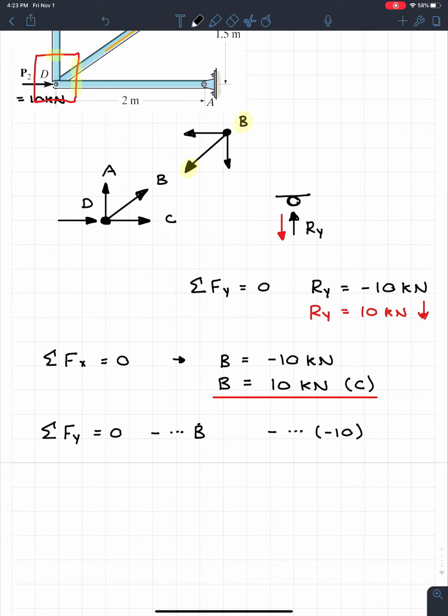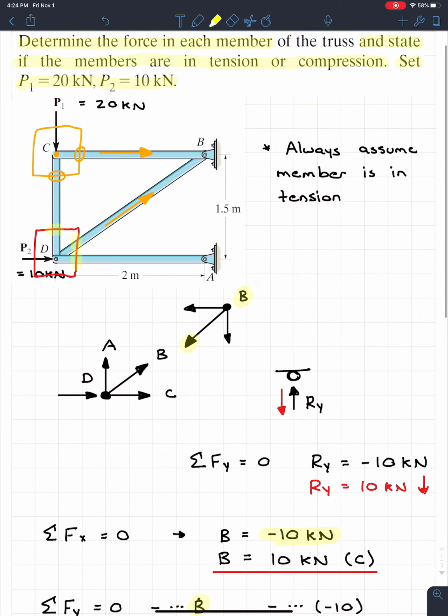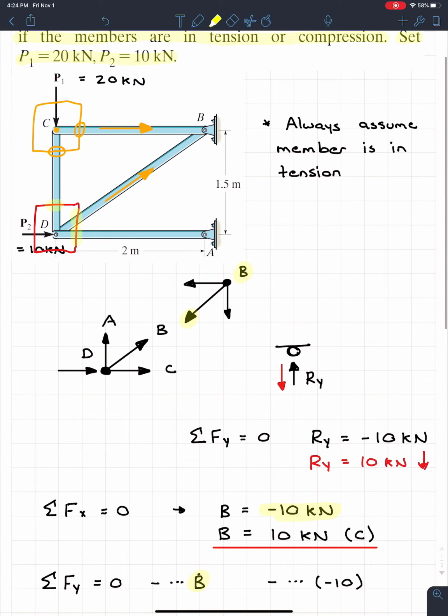So we know what's actually in compression, but we're not going to switch anything. What we're going to do is when we sub in our answer for B, we're going to put its actual value, which was negative 10, which we found. So keep everything in tension, and when you're subbing in values, always use the actual value that you got before. And now this may sound a little confusing, I agree, but when we start going through the actual examples, it'll hopefully make much more sense.